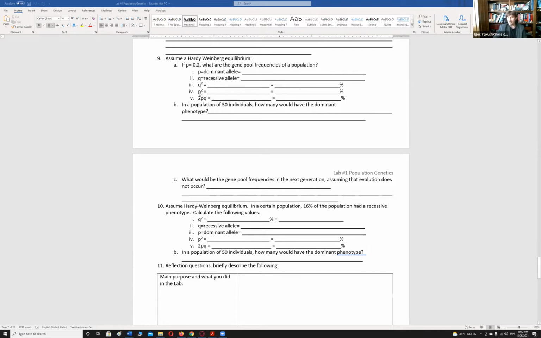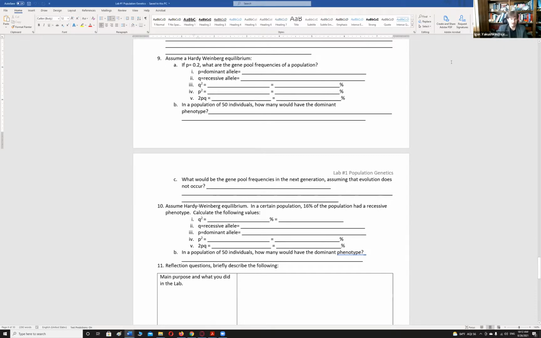Now, P squared, 0.2 squared, will give us what? 0.04, or 4%. Now all we need to figure out is 2PQ. 2 times 0.2, which is 0.4, times 0.8, which is 0.32, or 32%. Now we'll stop right here.